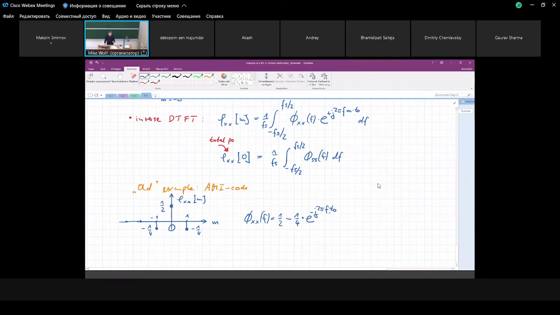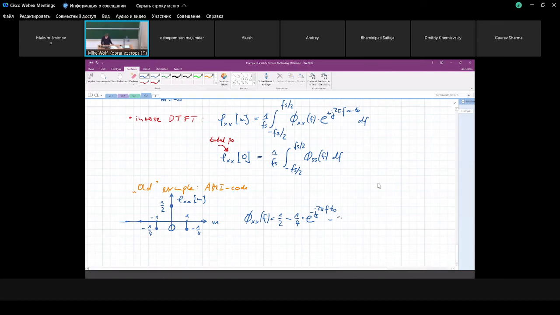Of course, what you see here is just a shifting theorem. One sample is at 0. This gives a constant in the frequency. This is a shifted version, and then we get a new phase term, which is proportional to the frequency. So we assume a time shift of minus t naught, because we shifted to the right.